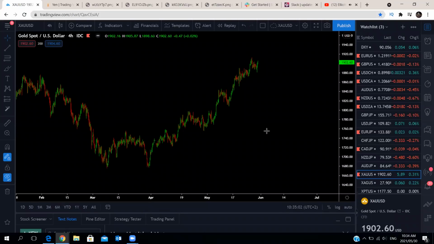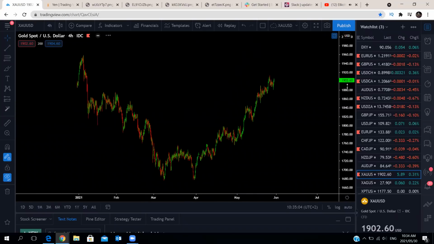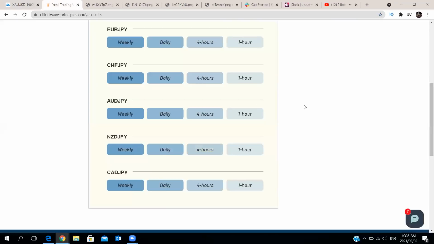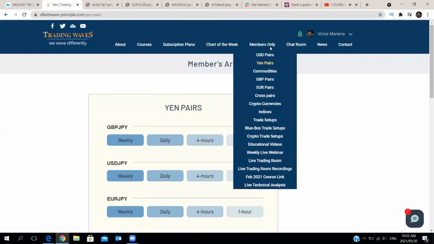All right, so the forecast on gold, we're looking for this to make a bit more upside here, but then we're going to look for this to give us a deeper corrective structure as follows. Let's look at the commodities.